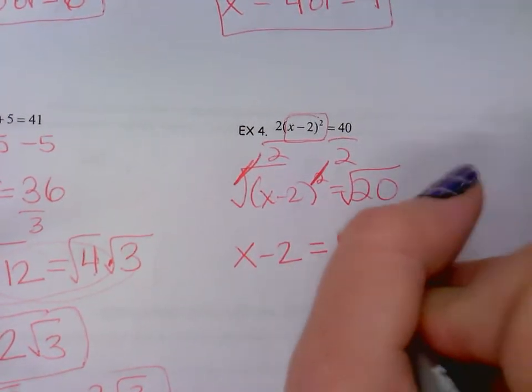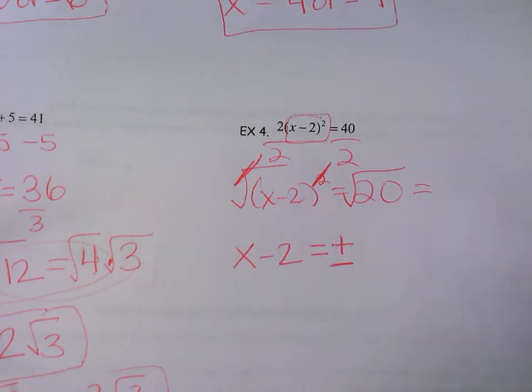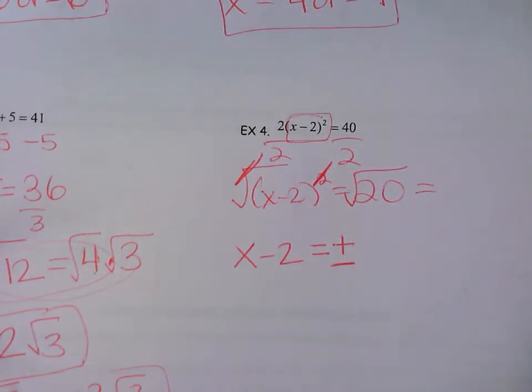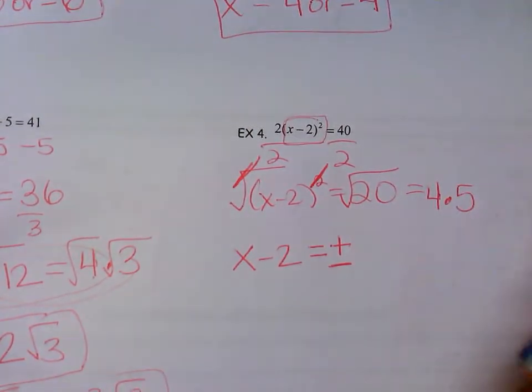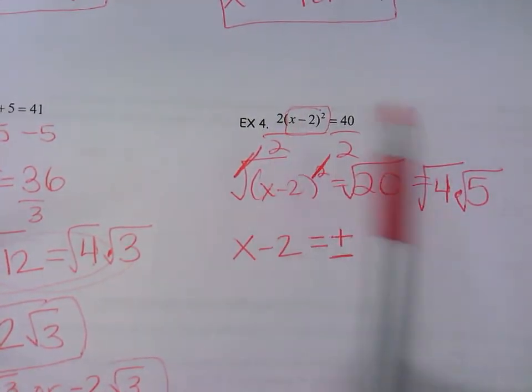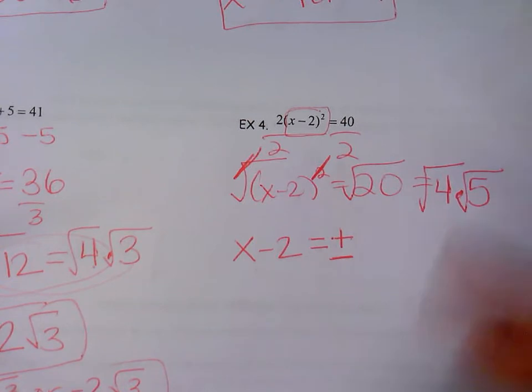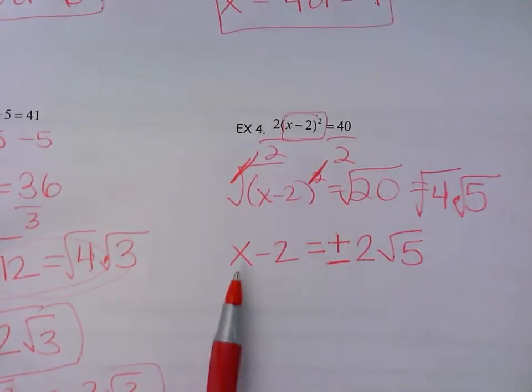Equals plus or minus. How do I break up the 20? What's my perfect square that's in the 20? Reduced radical form. Yep, 4 times 5. So take the square root of 4. This is the hardest one to write the answer to, I think. 2 root 5 is the reduced radical form. And then what would be my last step to get x by itself?